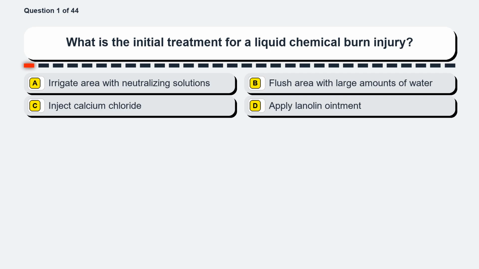Question 1. What is the initial treatment for a liquid chemical burn injury? Option A. Irrigate area with neutralizing solutions. Option B. Flush area with large amounts of water. Option C. Inject calcium chloride. Option D. Apply lanolin ointment.